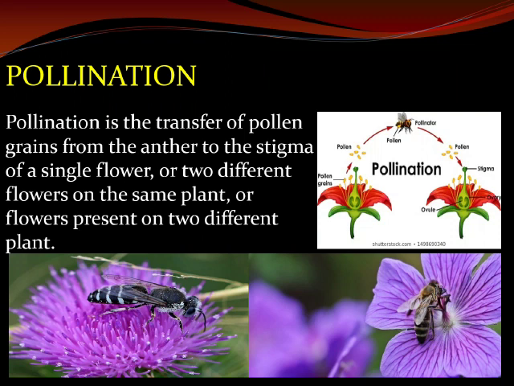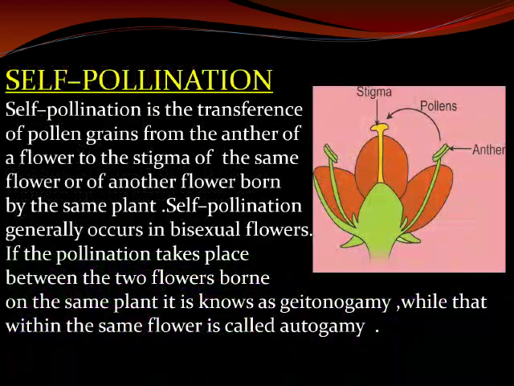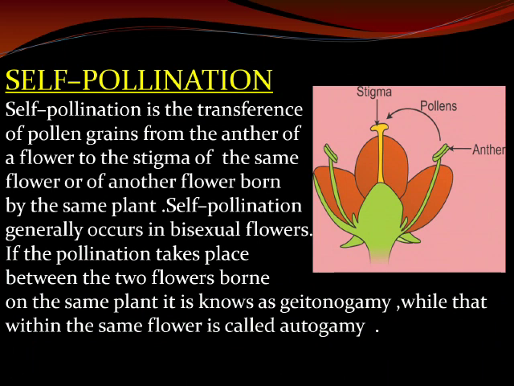flowers on the same plant. This pollination is of different types: self-pollination and cross-pollination. Now let's see what is self-pollination.